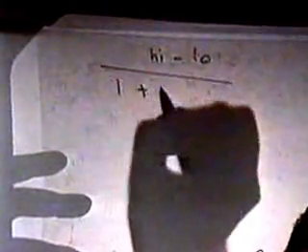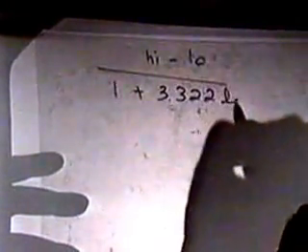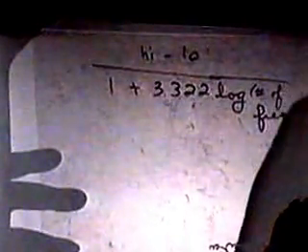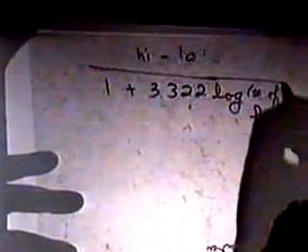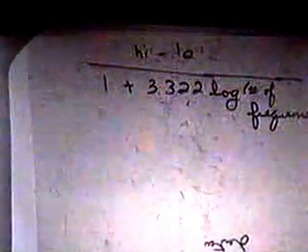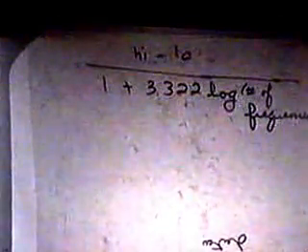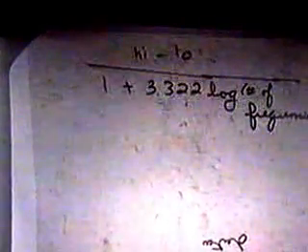The formula for the class interval is the highest number minus the lowest number, over 1 plus the number 3.322 times the log of the number of frequencies. This formula is not in your book, so I want to make sure that you get this one down. The highest number minus the lowest number, over 1 plus 3.322 times the log of the number of frequencies.